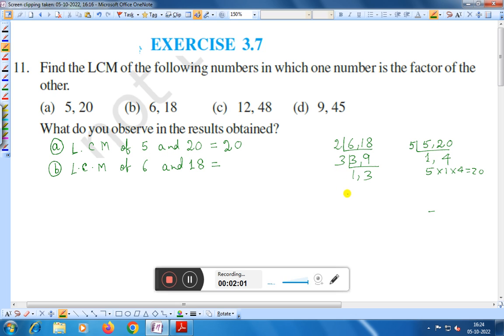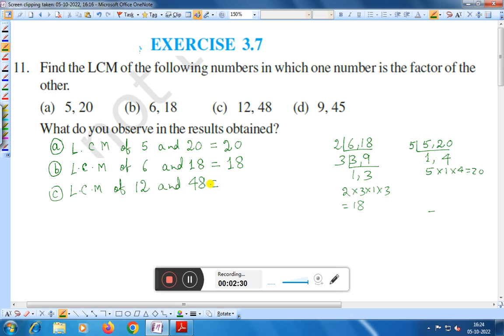Therefore, the LCM is 2 into 3 into 1 into 3. That is 3 is 6, 6 3 is 18. 18 is the LCM. Here we will get the LCM as 18. Next is C, that is 12 and 48. Therefore, LCM of 12 and 48.